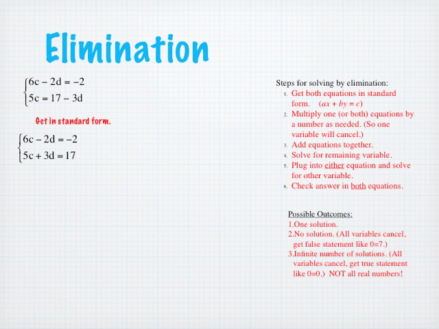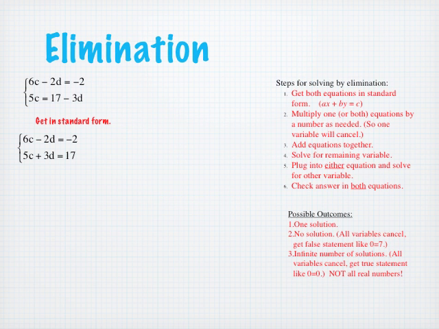Okay, now that you're back, let's look at the variables. We could either try to get the c's to cancel or the d's to cancel. Neither one of them is going to cancel right off the bat. And for either one, we're still going to have to multiply both equations. So let's just anticipate what we'd have to do. If we wanted to get the c's to cancel, I'd multiply the top equation by 5 and the bottom equation by -6. That would give me 30c on the top and -30c on the bottom.